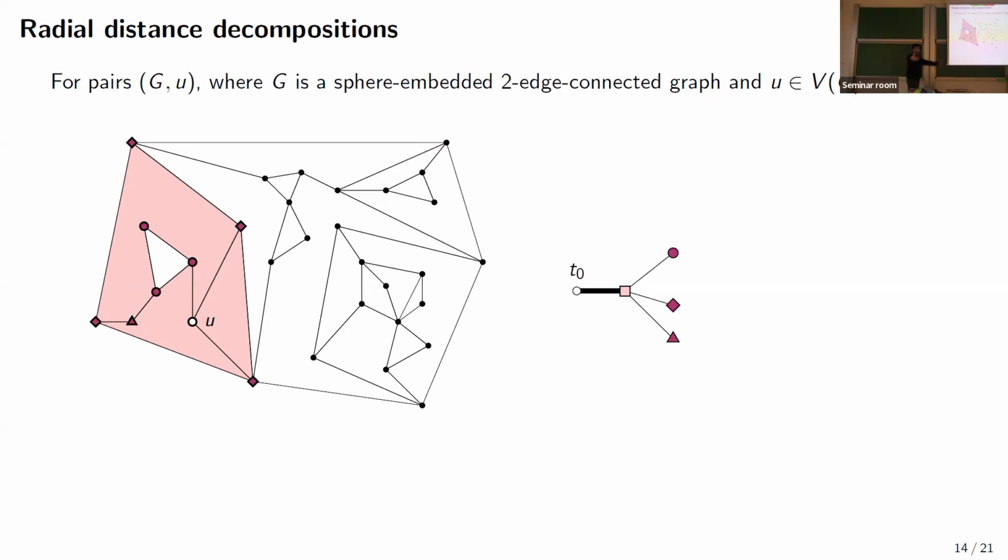Then I continue my BFS layering of the radial graph. So I take all vertices that are incident to the faces that I had before, and I group them in different bags. I group my BFS layering in different bags in a way that vertices are in the same bag if they will be connected in the future, in the unprocessed part of the graph. So for example, these two vertices here will be connected.